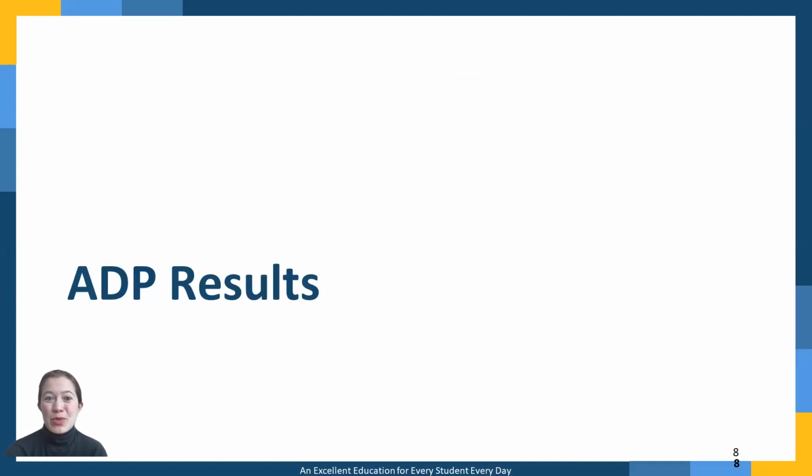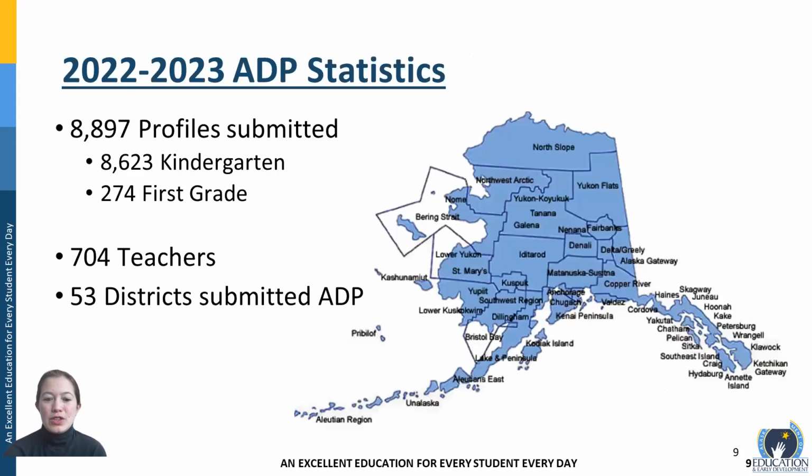So here are some quick ADP results that we've gotten over the past couple years. In this last fall implementation, there were 88,897 profiles total that were submitted from across the state. These came from every single district except for Mount Edgecumbe, which did not have any preschoolers. There were a total of 704 teachers who submitted profiles, and the majority of those profiles were students in kindergarten.